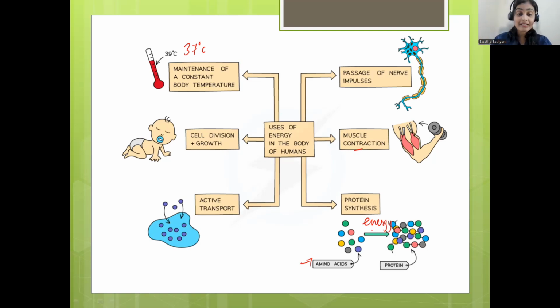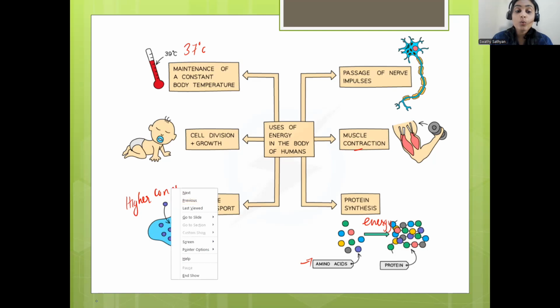Then active transport. Active transport is a process of transporting nutrients or substances from the higher concentration to the lower concentration.